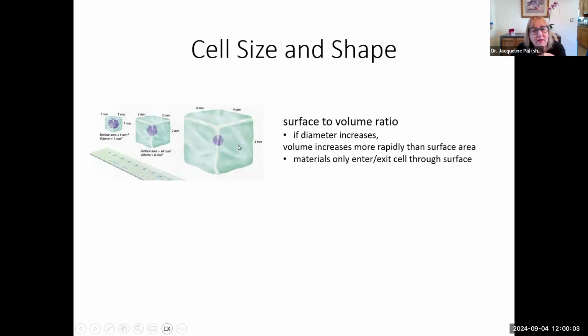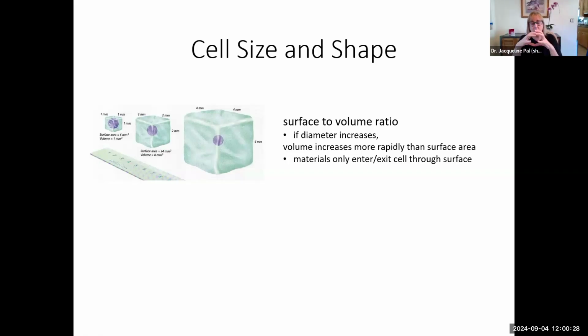And all 3 of these have the exact same size nucleus. So what you're realizing is the volume of the cell is increasing much more rapidly than the surface area. And here's the problem with that. Stuff can only enter the cell through the surface. Waste can only exit the cell through the surface.